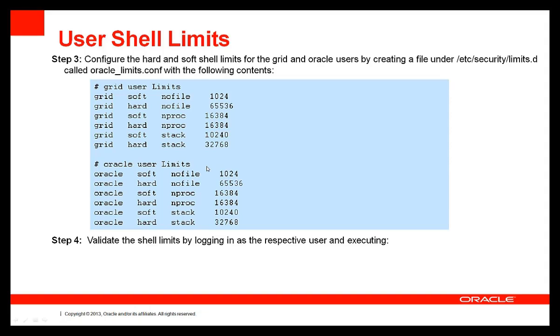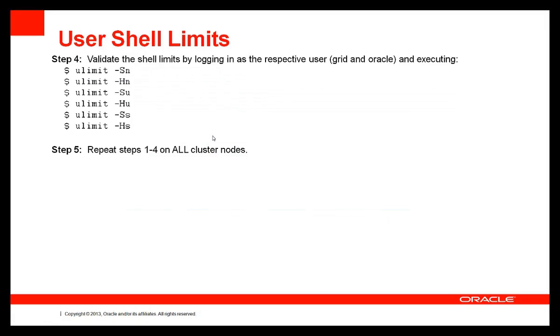Once the shell limits have been set, we'll validate them by logging into the system and using the ulimit command. We'll log in as grid and Oracle, and we'll simply execute ulimit with capital S for the soft limit, capital H for the hard limit, lowercase n for nofile, u for nproc, and s for stack size. You can validate those with the commands listed there as the respective Oracle software owner or grid infrastructure software owner. And we'll repeat steps 1 through 4 on all cluster nodes.